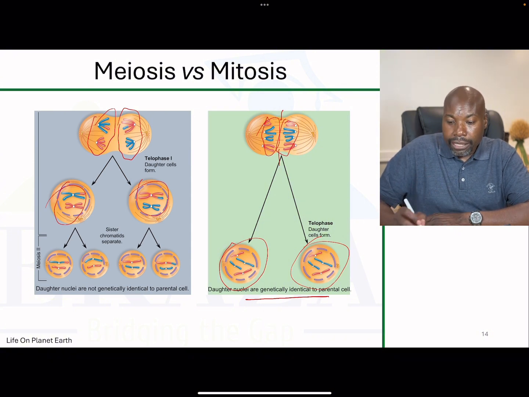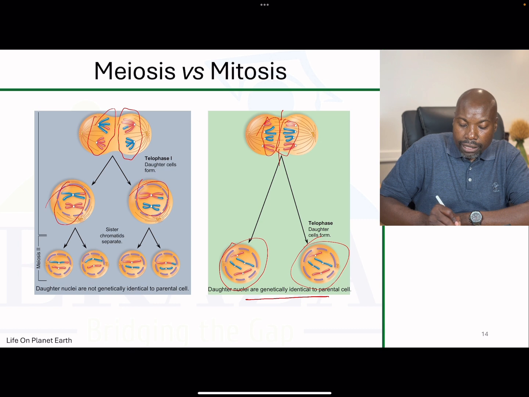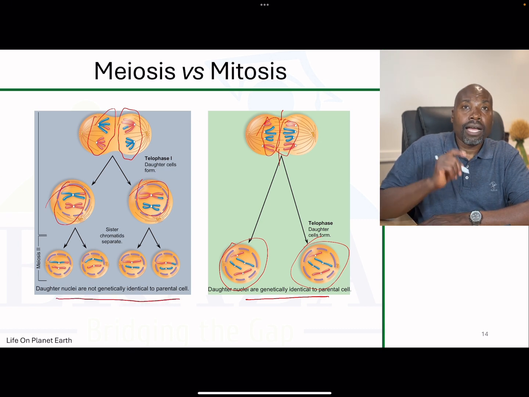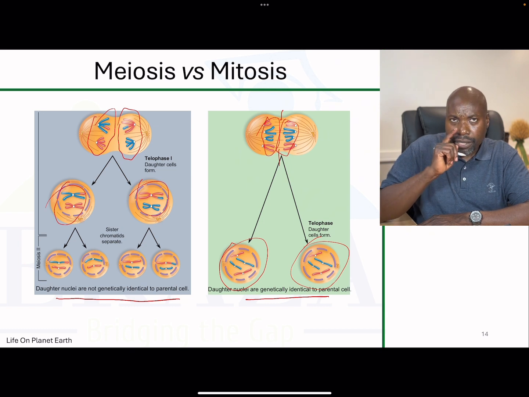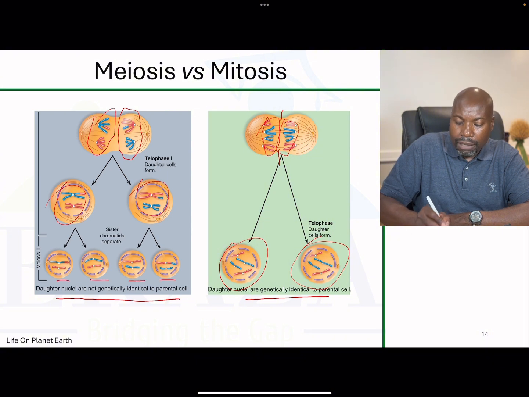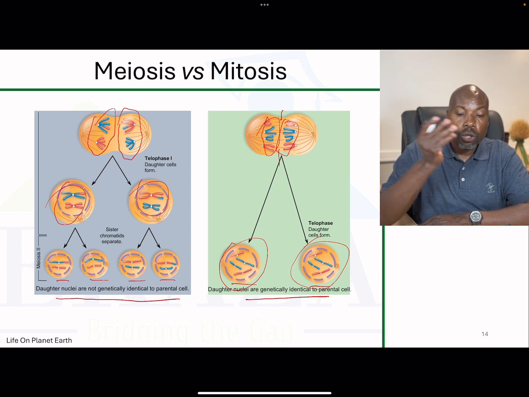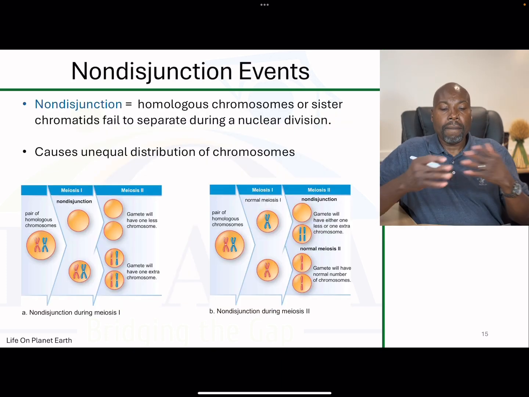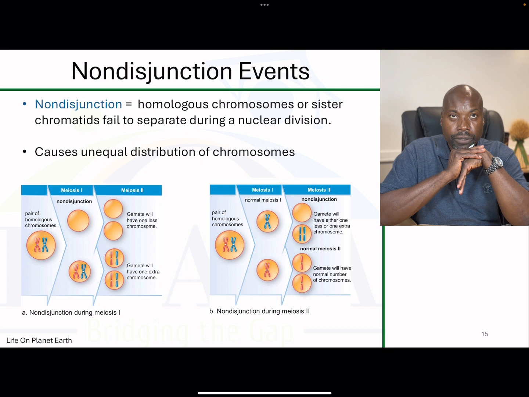They are identical genetically, while in meiosis 2, we're going to have cells that are haploid and genetically different. We have 4 daughter cells in meiosis, while in mitosis, we have 2 daughter cells. So that's a comparison between meiosis and mitosis.